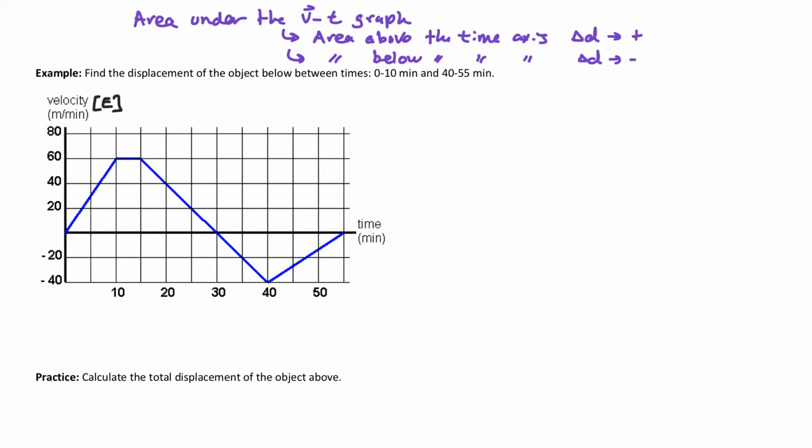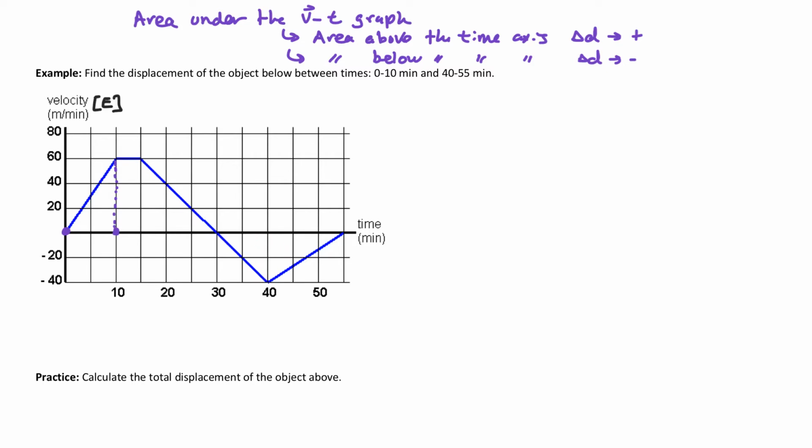So the displacement from 0 to 10 minutes will be from here to here. We need to find the area underneath the curve. In this case, our curve is here, and when we say to find the area under the v-t graph, we're talking about the area from the line to the time axis. Area from the line to the time axis. Line to here. Line to here.